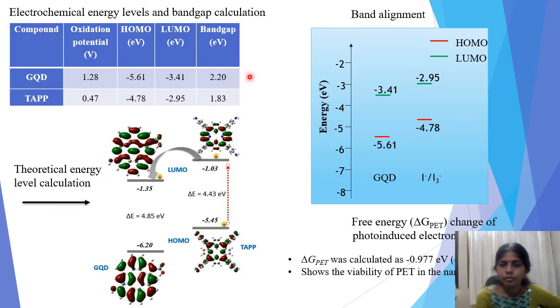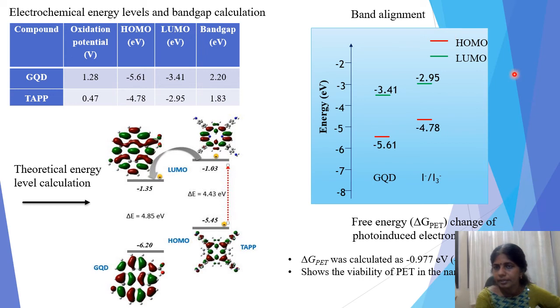To appreciate the photophysical parameters observed for such types of nanohybrid systems, we have gone for the calculation of the energy levels associated with the HOMO and LUMO orbitals of GQD and TAPP by experimental methods as well as theoretical calculations. And this shows the HOMO and LUMO orbitals of GQD, and this corresponds to the HOMO and LUMO energy levels of TAPP, that is tetraaminophenyl porphyrin.